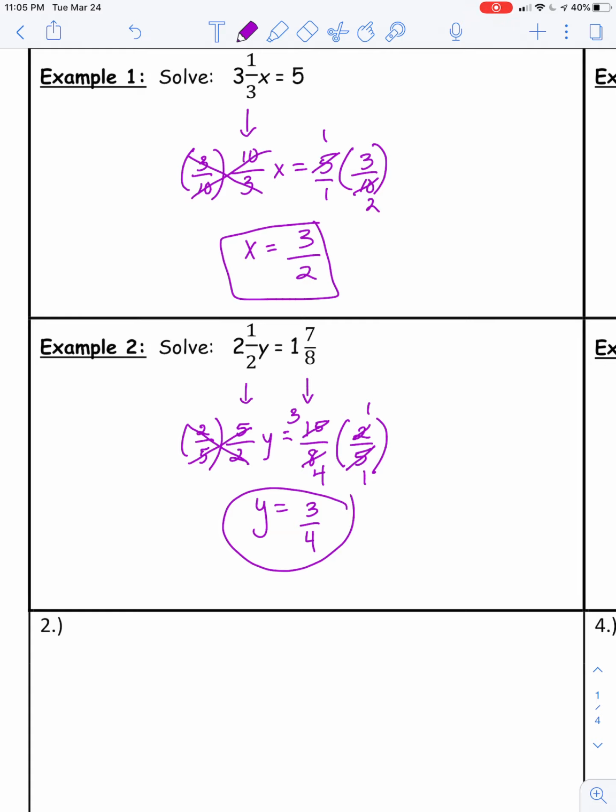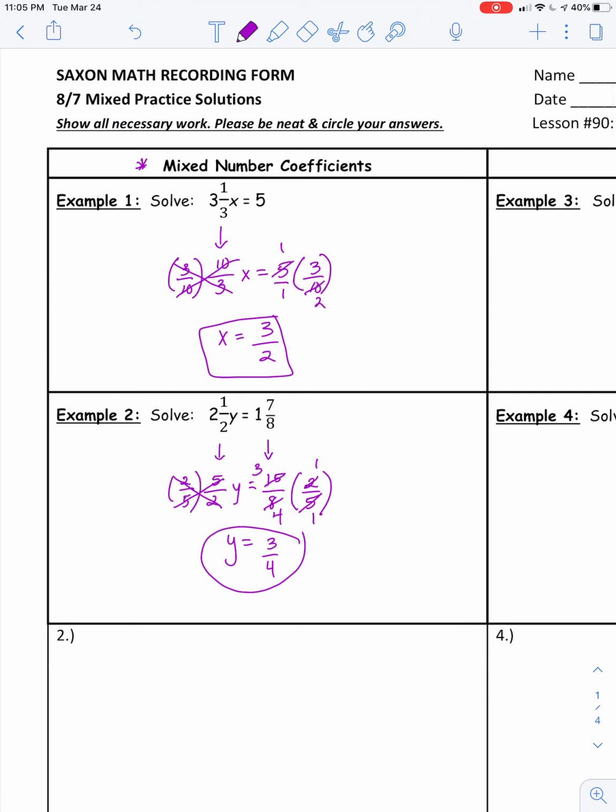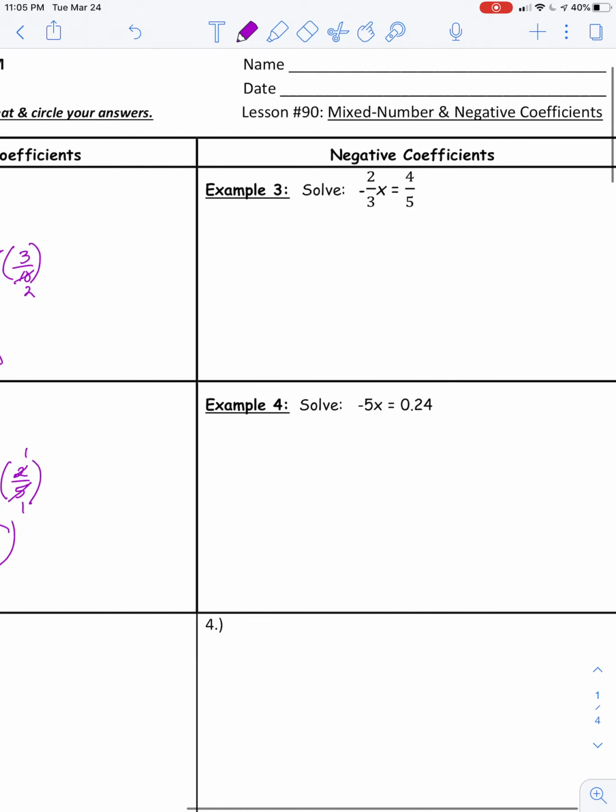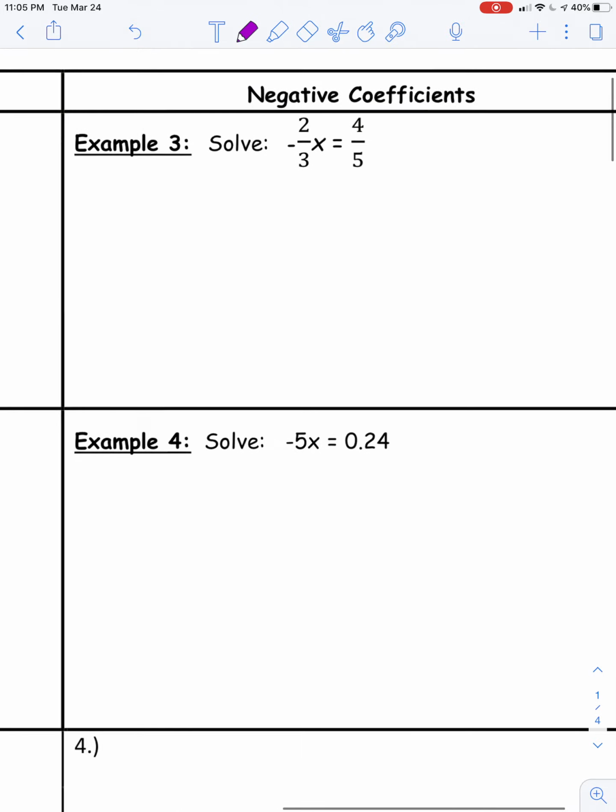All right, that takes care of working out some mixed number coefficients. So remember that the step that we really need to focus on is taking that mixed number and turning it into an improper fraction. We multiply by the reciprocal of that number to isolate our variable, and then we can work the problem from there. Over to the right, example 3, we're going to be looking at some negative coefficients and how that works.